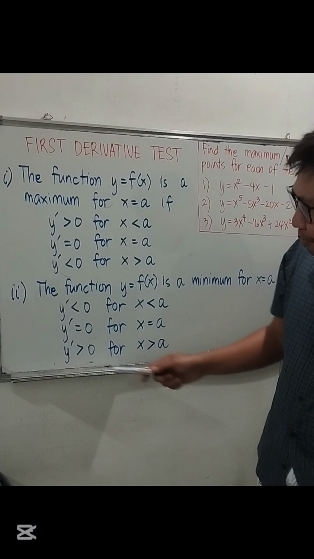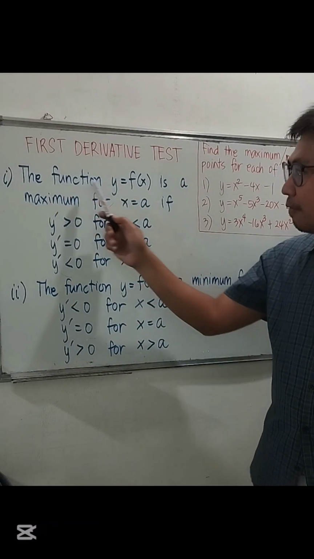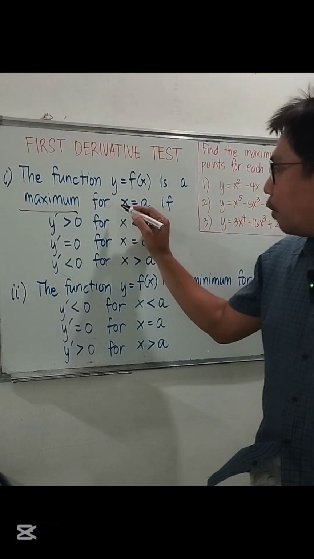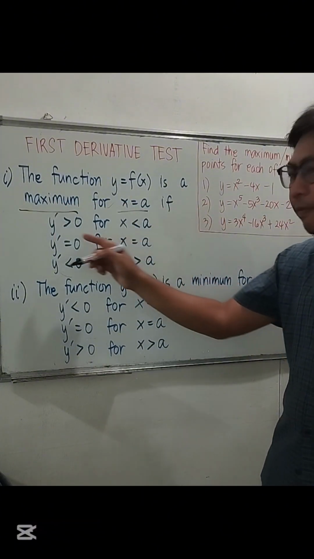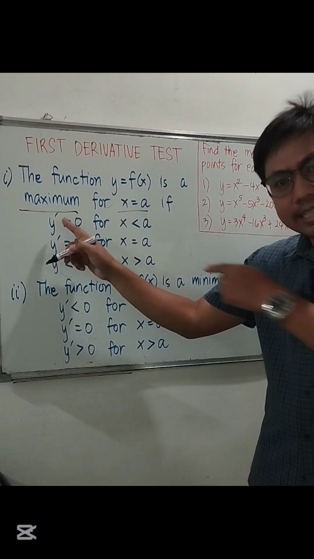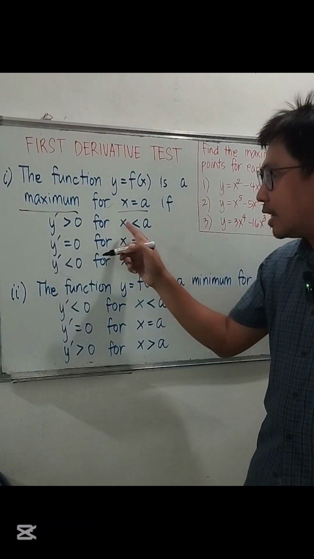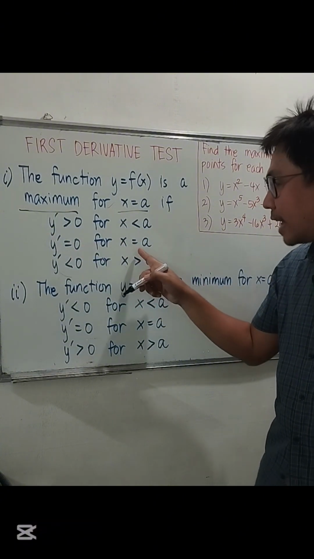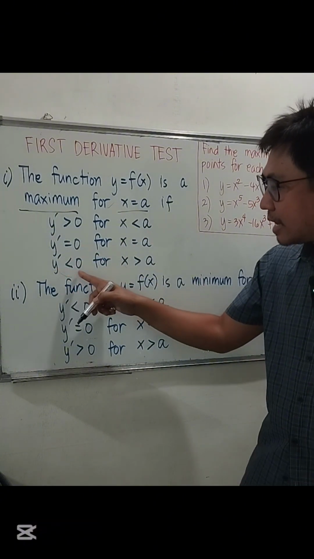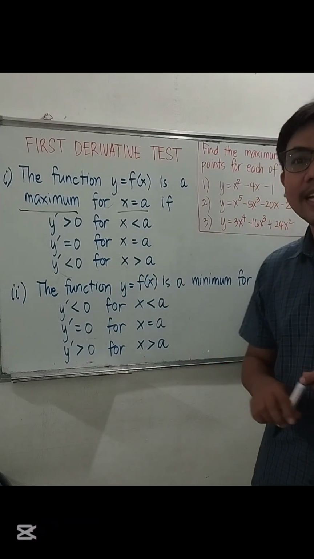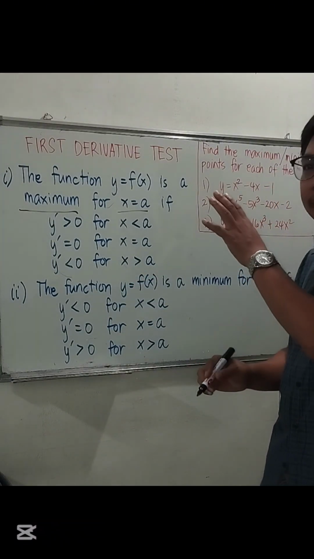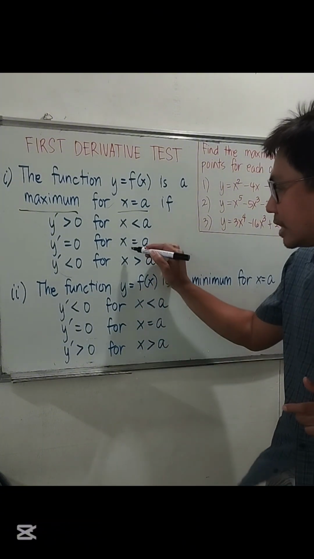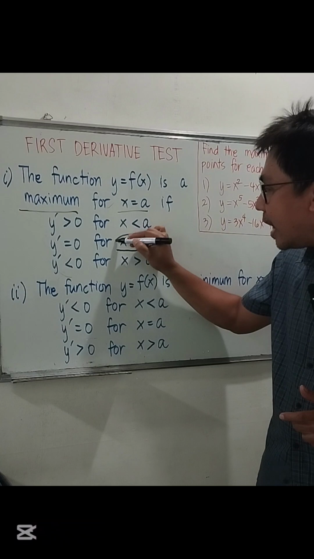So the first derivative test: the function y equals f of x is a maximum for x equals a if y prime, the derivative, is greater than 0 for x less than a, y prime equals 0 for x equals a, and y prime is less than 0 for x greater than a. The first step in finding the maximum and minimum is to find the critical point, x equals a.